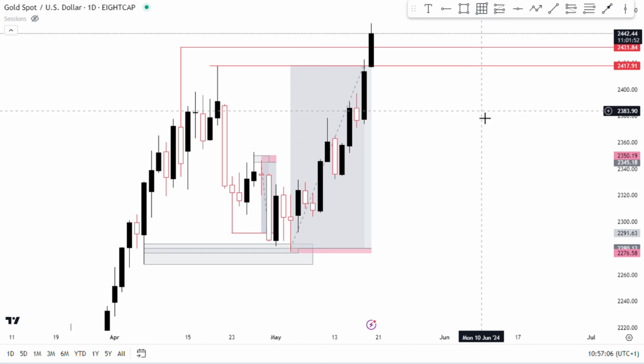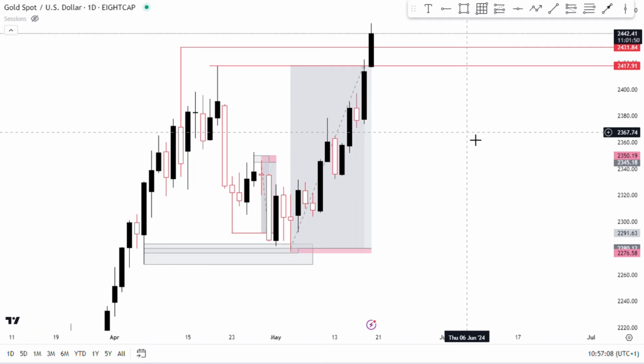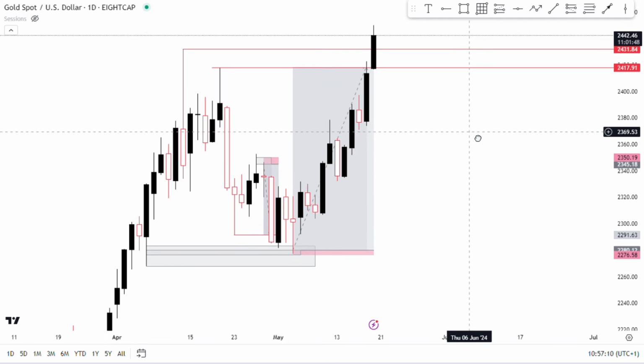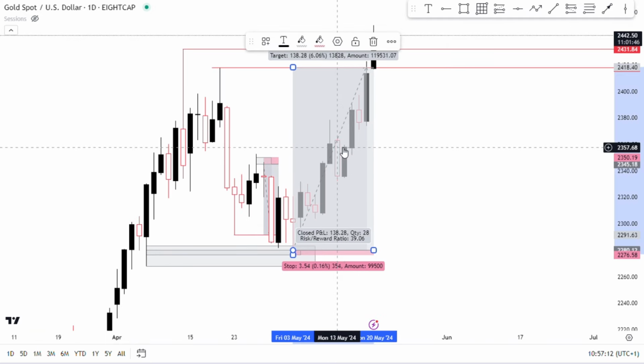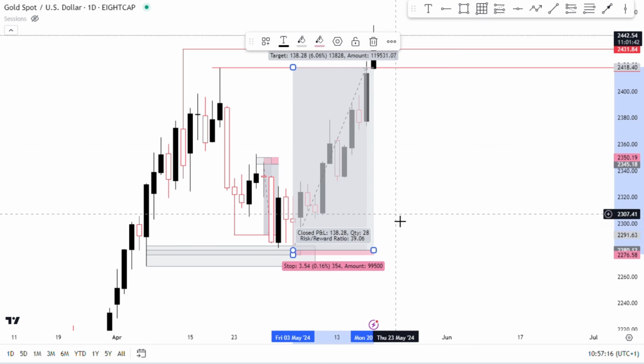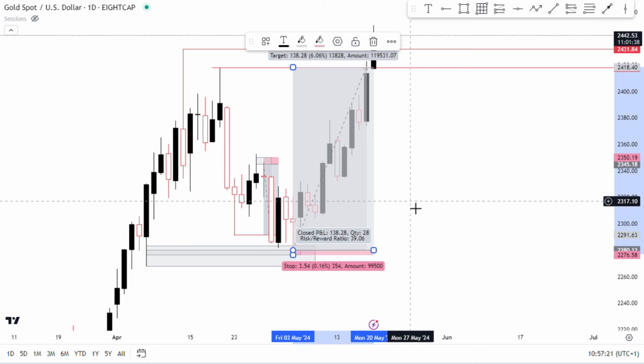Where exactly is price going to, and then the possible order block that price is likely going to respect. This is the last analysis I did on this channel, and you can see it ended up giving us like a 1:39. This particular analysis I'm about to do right now is going to give us more than 1:50. So sit back, let's get into the video right now.